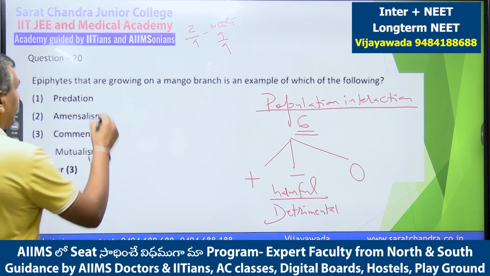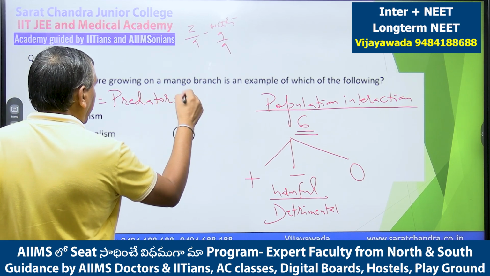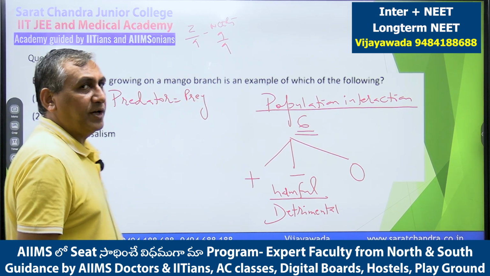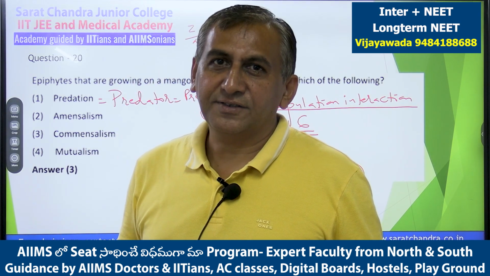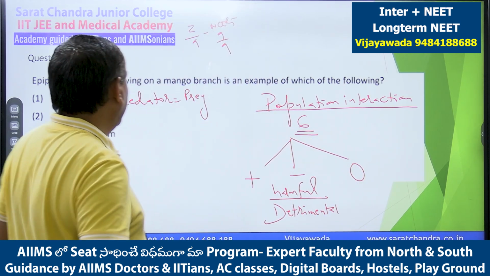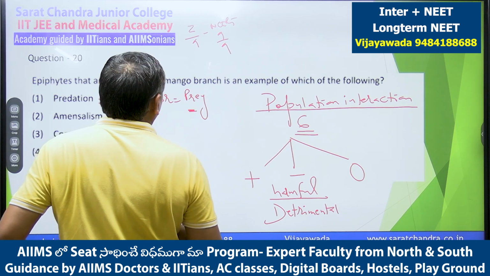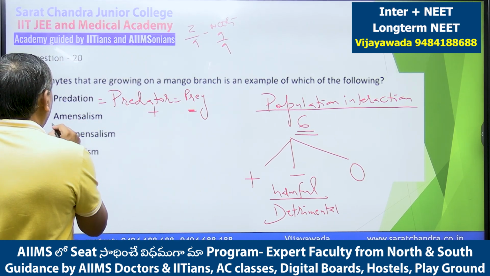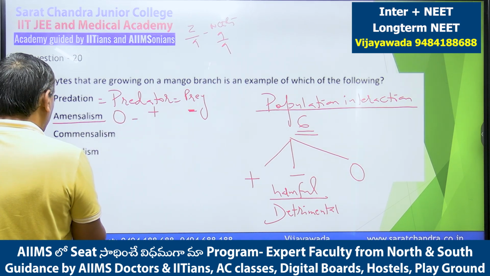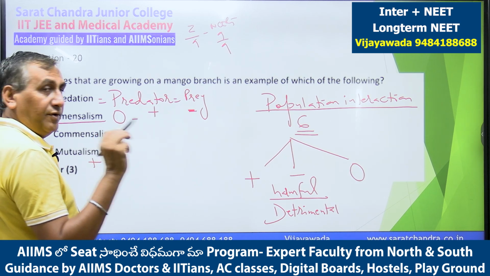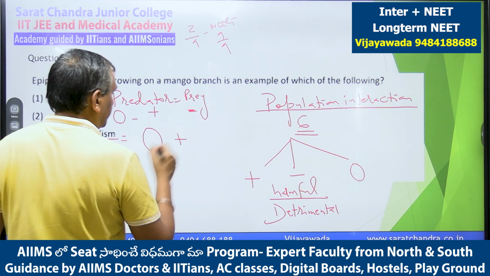Clear? So predation. Predation means a relationship between predator and prey. Dog running behind the cat. Cat running behind the rat. So who is always in profit? Predator, plus. Who is always in negative? Prey. So this is the prey here. Now in amensalism, it is neutral and minus, Penicillium notatum and bacterium. Mutualism is plus and plus. And when we talk about commensalism, it is neutral and plus.